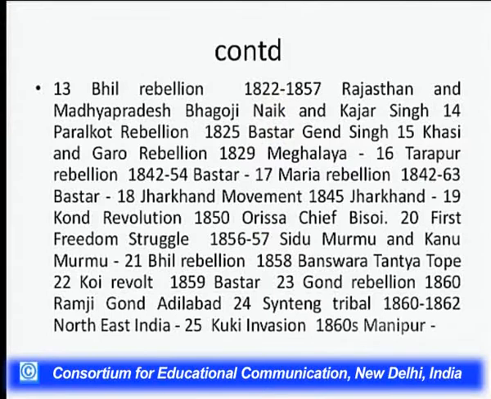Then Mizoram was also home to a number of tribal movements and uprisings, and it is not as if only in the recent past that the northeastern states have undergone so much resistance. In fact, it was from 1810 onwards that the Mizo tribes started resisting, and then in Odisha there were important rebellions in 1817. Then one can talk about the Bhil rebellion that took place between 1822 and 1857, a fairly long period, and Rajasthan and Madhya Pradesh became very important areas where these rebellions took place, the important leaders being Bhagoji Naik and Kajar Singh.